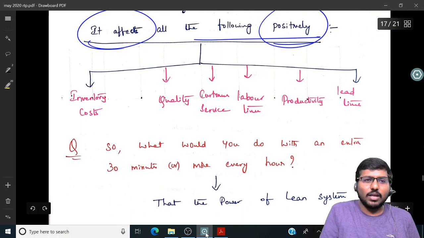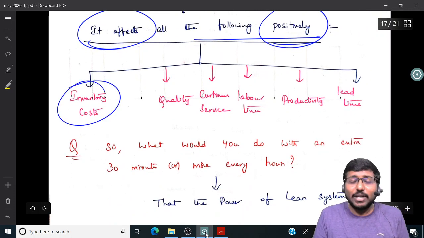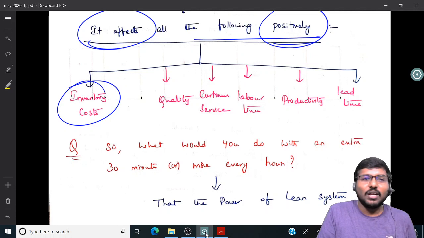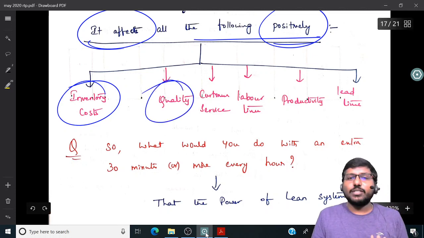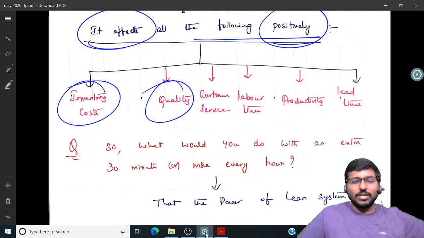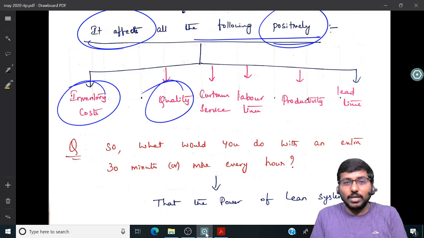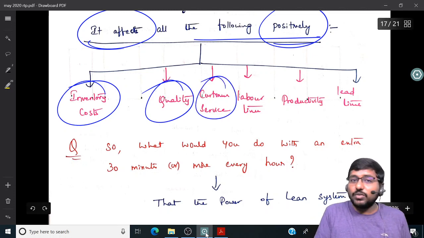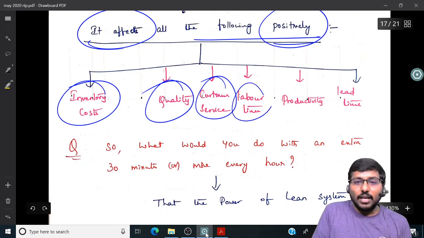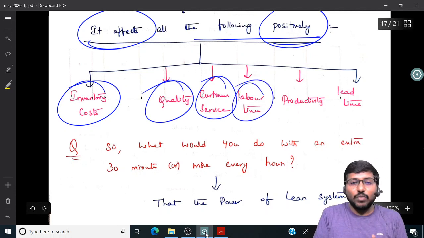Okay, so what are they? Inventory cost will be reduced, obviously, because there is no WIP stock. Quality gets improved because of JIT eventually, and if you want to implement JIT, the prerequisite is TQM, so automatically quality will be improved. Customer service will be better. You got it? Labor time will not be unnecessarily wasted.